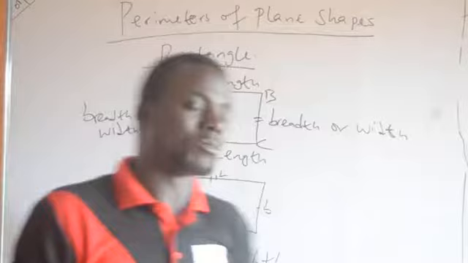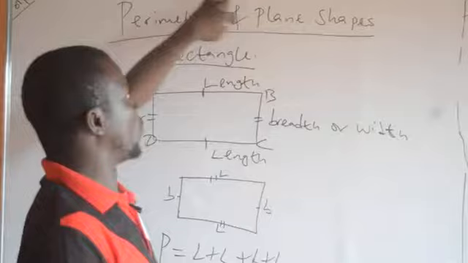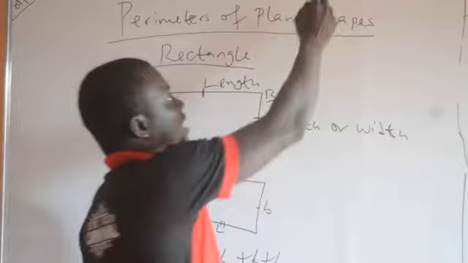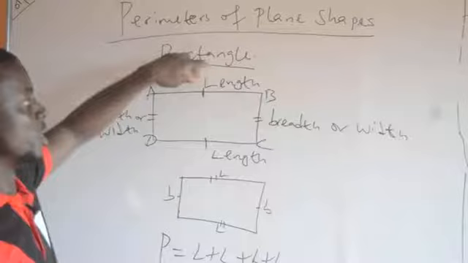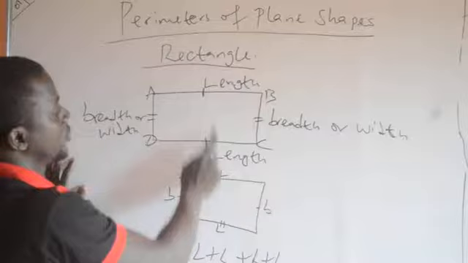So the first one we look at today is the perimeter of a plane shape, which is the rectangle. We start with the rectangle. Remember that this class is for those that are in GSS 1 only. So this is a rectangle. A rectangle has two lengths and two breadths. We can call it two widths. The lengths are equal.